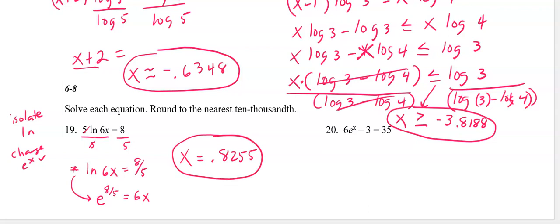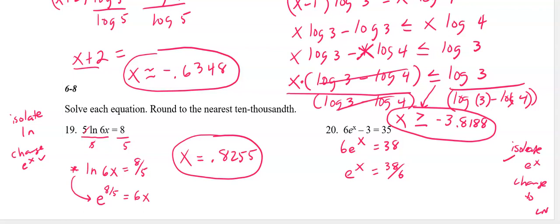Okay, well over here we isolated natural log to change to e to the x. Here we're going to isolate e to the x to change to natural log. Okay, so two things. We need to add 3 to both sides. We need to divide by 6 on both sides, and if you want to reduce that, you can. You can make that 19/3, or you can just leave it 38/6 because it's going in your calculator anyway. So we've done this. Now we need to write this as a natural log equation. So natural log 38/6 or 19/3 equals x.